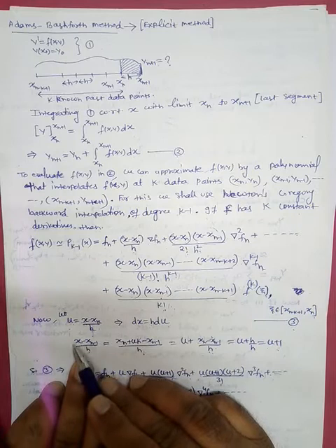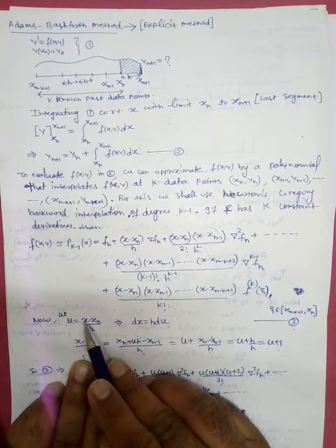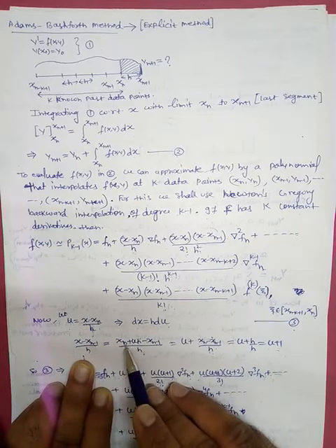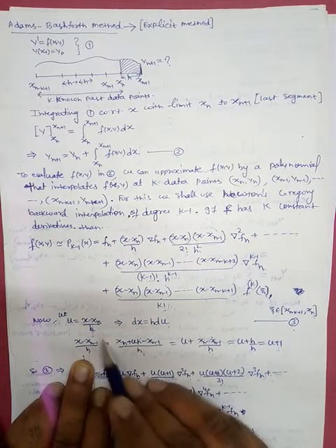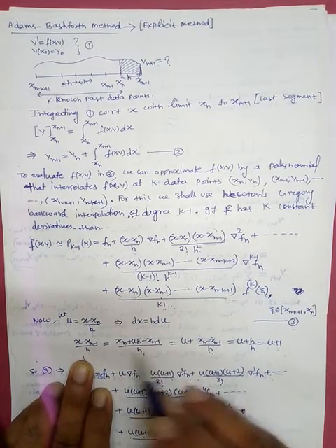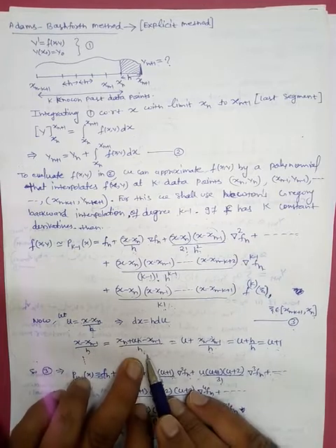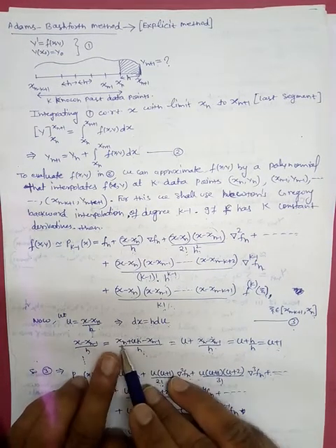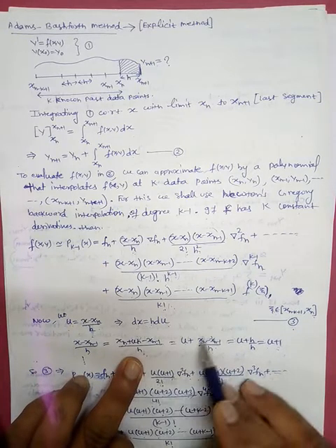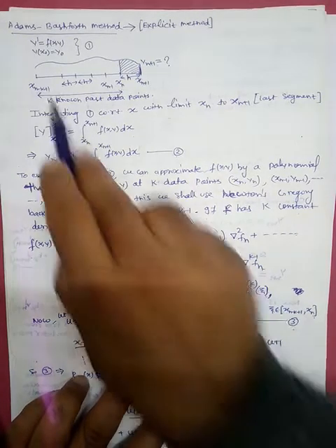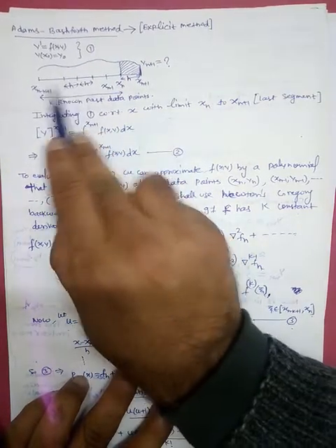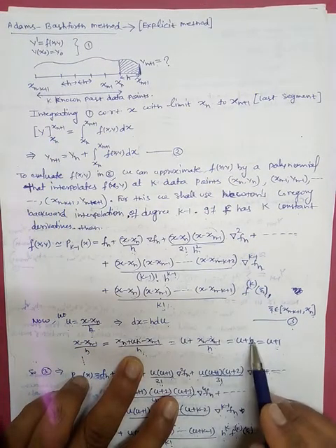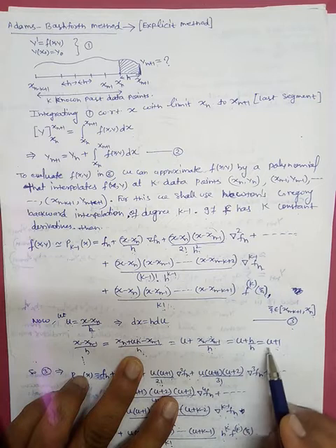Now replace this x with the help of this. You can find x: x is nothing but h u plus x_n. So x_n plus h u, minus x_{n-1}, divided by h. When you divide, this term gives you u, and (x_n - x_{n-1}) divided by h: since the consecutive difference between two x values is h, the difference will be h by h.